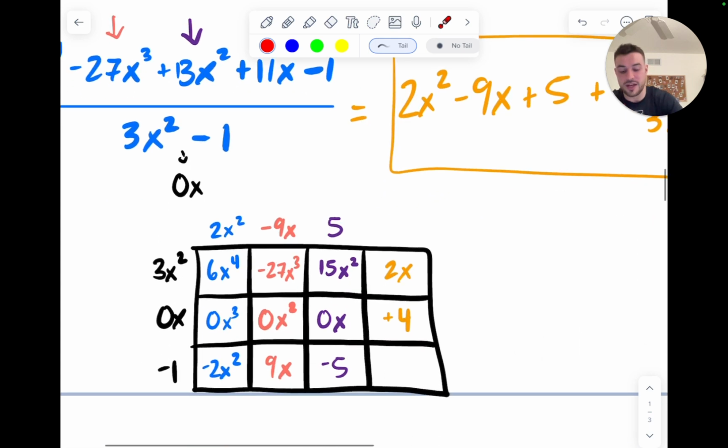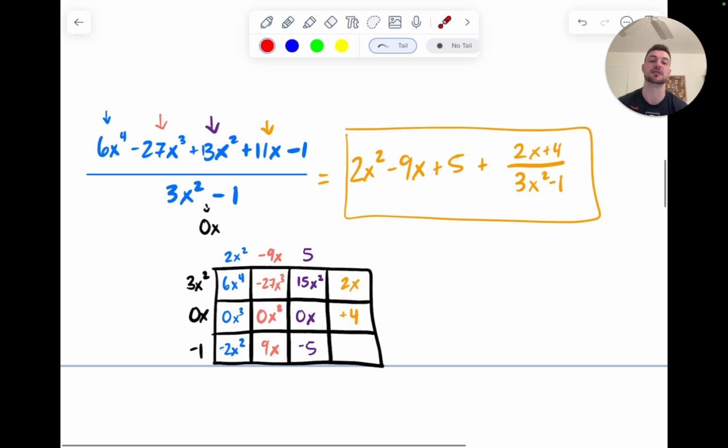Okay, so that is polynomial long division, and I did show you a little bit of the box method. In my opinion, either one works. It does get you the same answer, and as you can see, it might be a little bit easier for some of us. It really depends. It's all about your preference, okay?